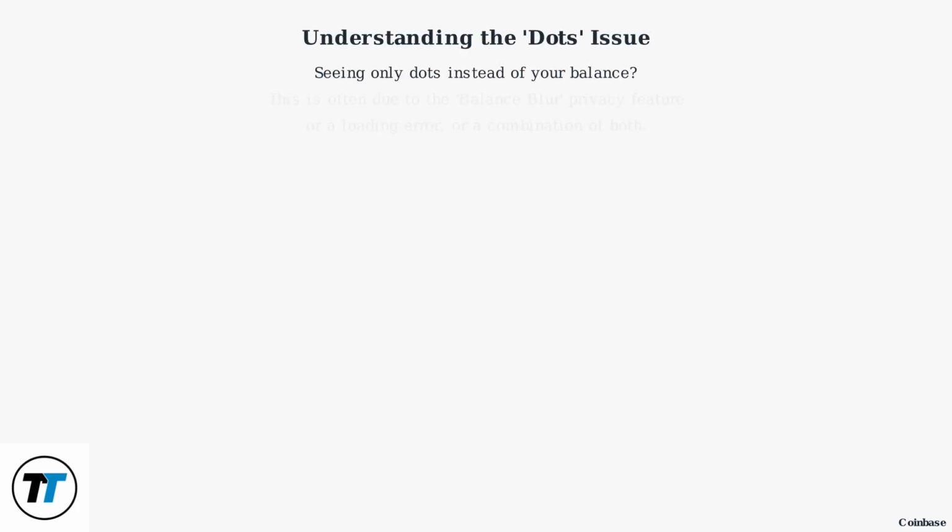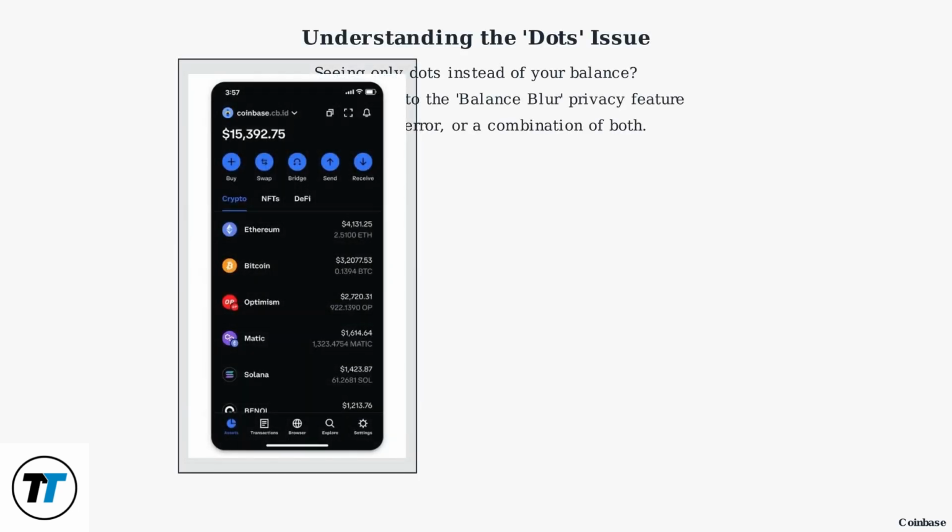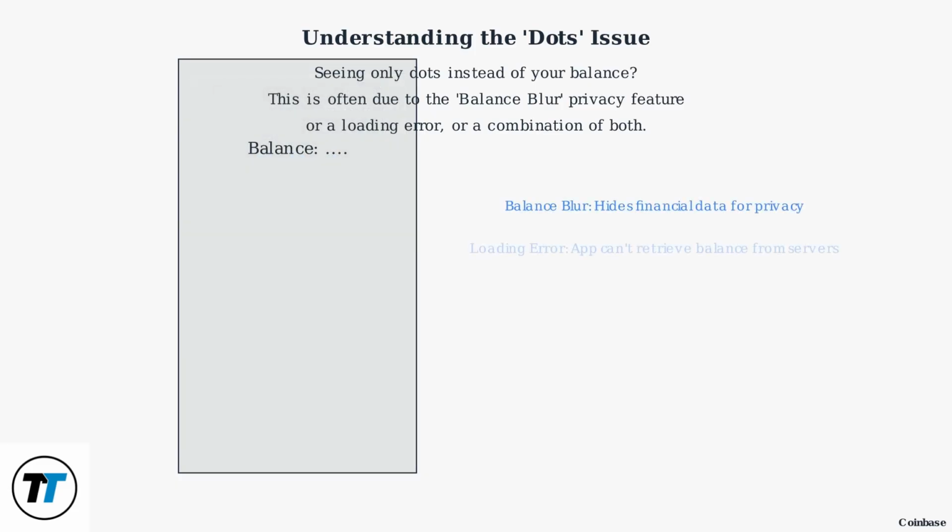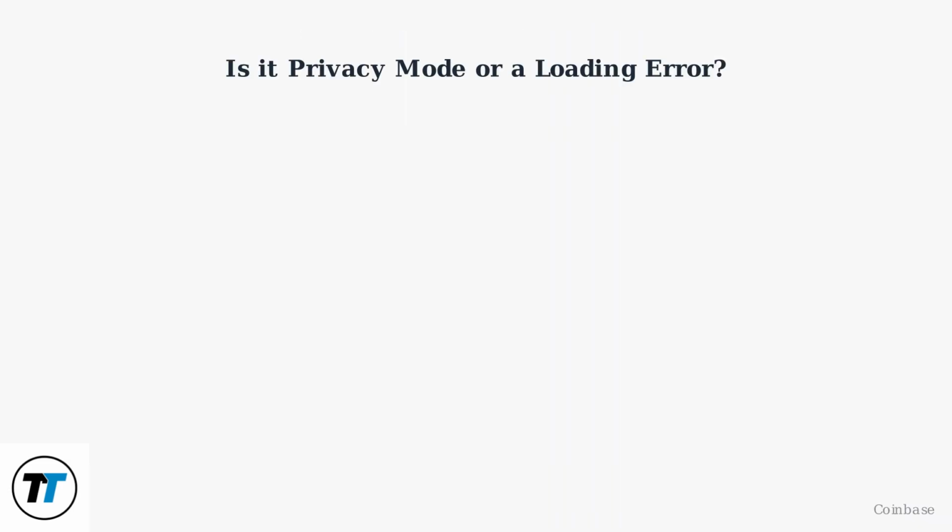Seeing only dots instead of your balance on the Coinbase app? This is often due to the balance blur privacy feature, a loading error, or a combination of both. The balance blur hides your financial data, while loading errors prevent the app from retrieving your balance from Coinbase's servers. When balances show as dots in Coinbase, it could be intentional privacy protection or an actual loading problem. Let's distinguish between the two.